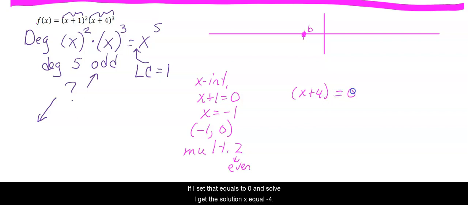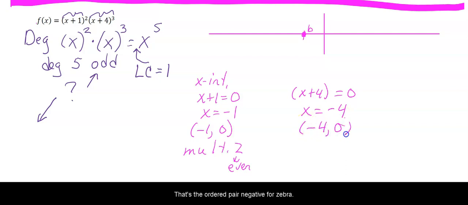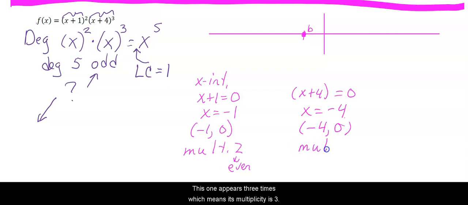If I set that equal to 0 and solve, I get the solution x equals -4. That's the ordered pair -4, 0. Again, this one appears multiple times in the original function. This one appears 3 times, which means its multiplicity is 3. Because the multiplicity is odd, it is going to cross at that particular spot. In fact, it is going to cross and it's going to be almost horizontal at that point. So now I'm going to put this one up here on the graph.